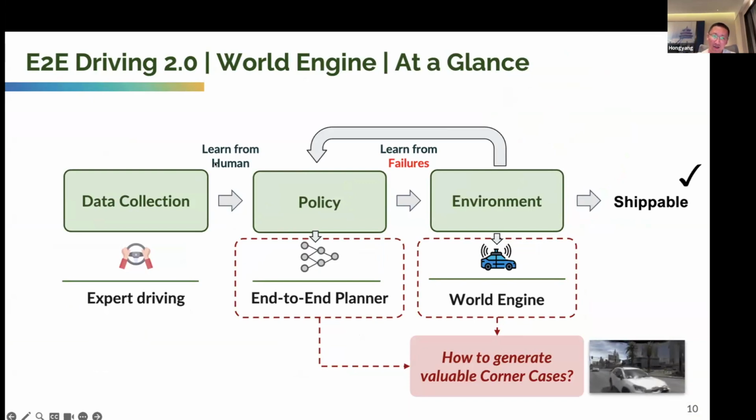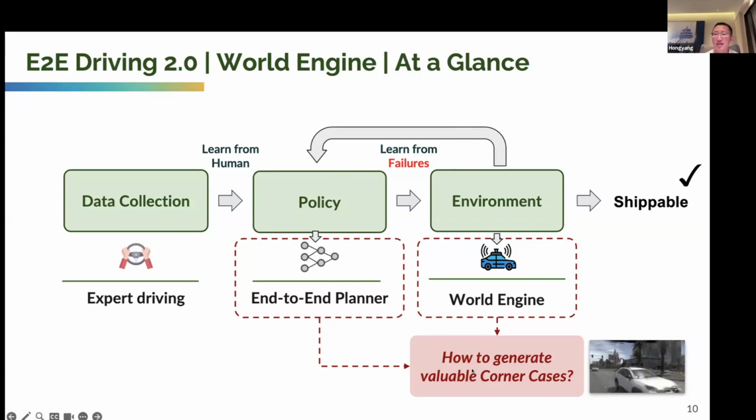So we have the data collection. We want to learn from the human, right? So learn from the expert driving. So the policy is still the end-to-end planner, whether it is UniAD or VAD or any other arbitrary end-to-end algorithm. And through the environment with the vehicle, you can call it the world model or interaction with the environment given the current prompt or actions, for example, turn right. We want to learn from the failures and improve the current end-to-end planner and make it shippable for production.